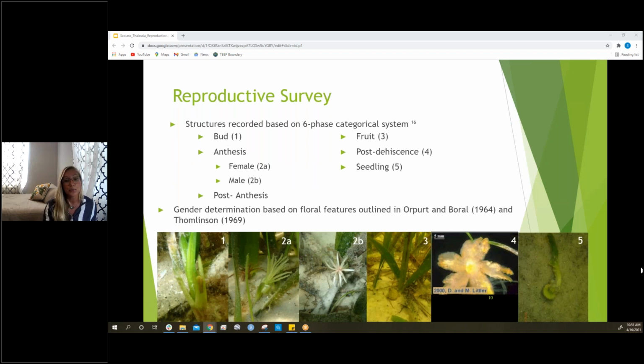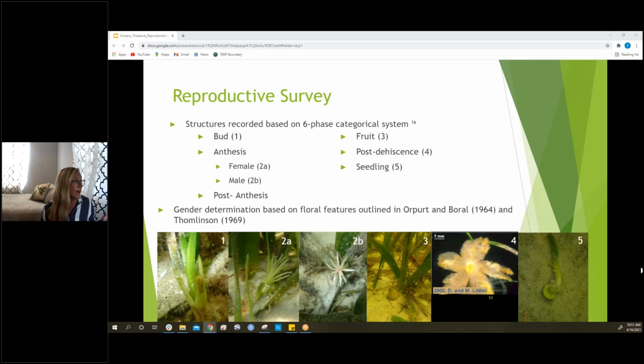So the structures were recorded based on a 6-phase categorical system. From left to right, the categories included bud, anthesis, denoting whether it was male or female flower, post-anthesis, which is not pictured here, fruit, post-dehiscence, and seedling. This categorical system was adopted from Phillips et al.